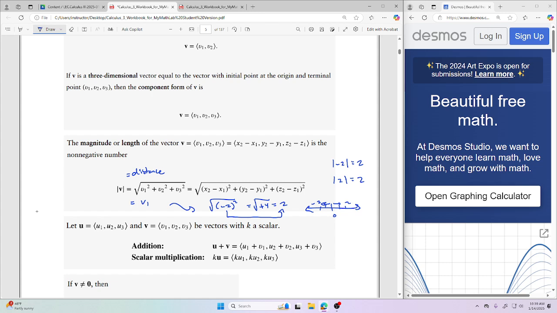Now, I gotta say, I'm not a big fan of the single bars because I don't want to think absolute value here in Cal 2 or Cal 3. So what I do is the double lines often, and that's the same as saying single lines. So if you ever see me do double lines, it's the same as the single lines.